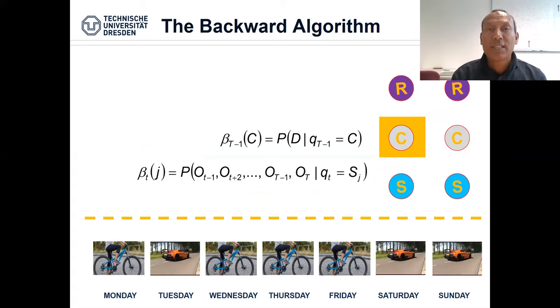Before we proceed to the uncovering of states, I'd like to introduce you to the backward algorithm. You remember the alpha or the forward algorithm begins from the first symbol and progresses towards the end. The backward algorithm does the opposite. It begins from the last and progresses towards the beginning.